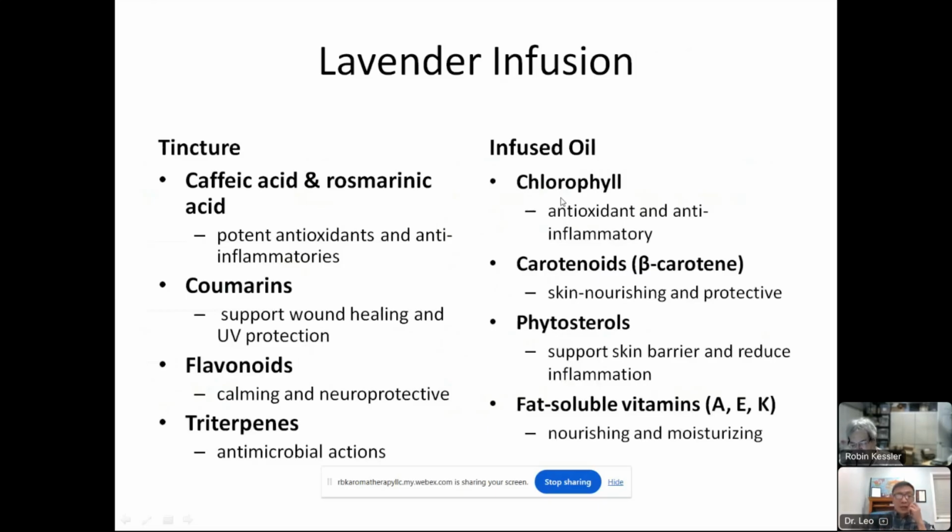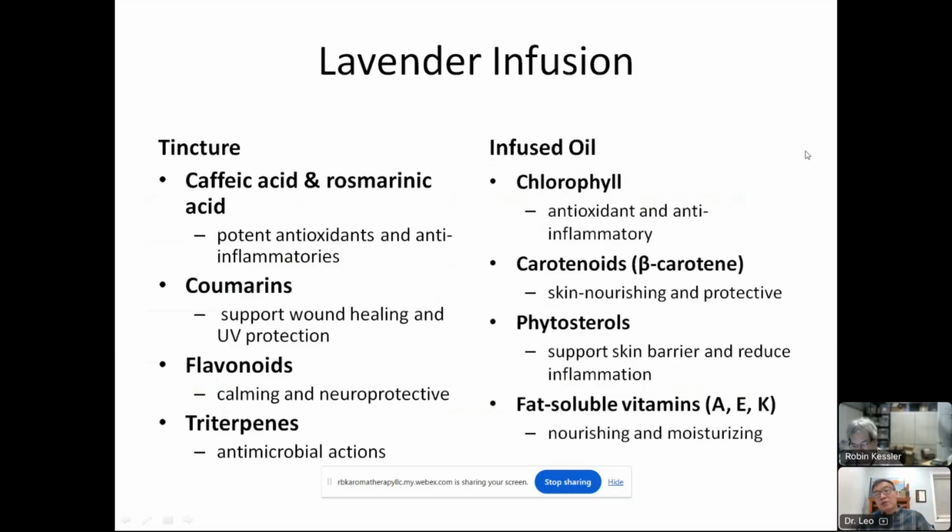Compare the lavender pink tincture and the lavender infused oil. The tincture has organic acids, like rosmarinic acid. Those are great antioxidants and have anti-inflammatory properties. Turmeric has wound healing. The flavonoids have neuroprotective effects, and triterpenes are antimicrobial.